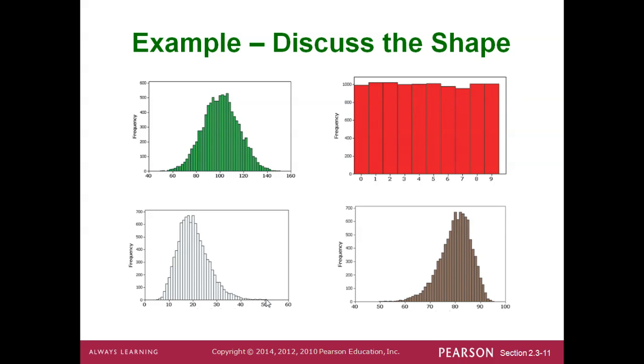All right, so let's look at these. What about this green one here? What does that look like? Just glancing at it and making a general assumption, it looks pretty normal, right? Because it follows that nice bell-shaped curve. What about the red one?